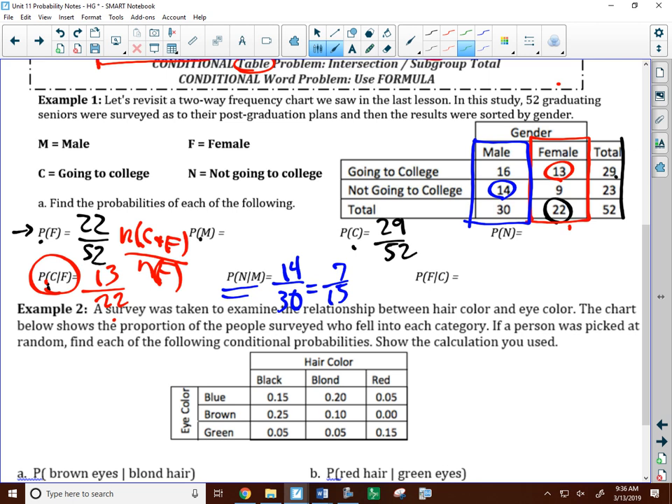Okay, one more. Female given college. So given college, they're going to college. I'm in this row now. Probability that they're female, I should say number of female, 13 over the number that are college, 20. Table ones, I don't think those are too bad for conditional. I want to do one word problem type though. So, any thoughts on the table version? Not too bad.